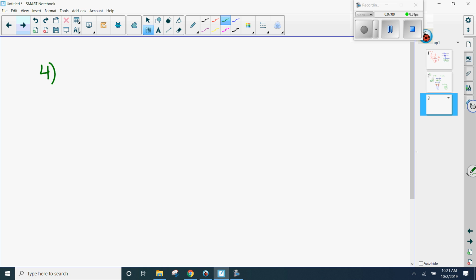Number 4, I can guarantee you're going to see this on a test sometime, whether it's this year or next year or sometime. Number 4 has a base that looks like this. The figure is the base of a cone. What does that mean if it's a cone? It's going to sit on this, and then is it going to come out straight like that, or is it going to come out to a point? It's going to come out to a point.